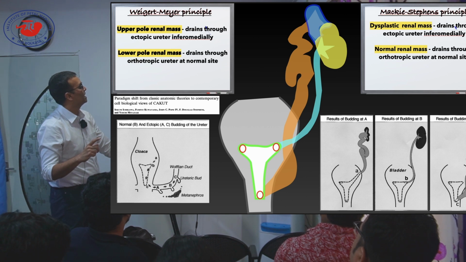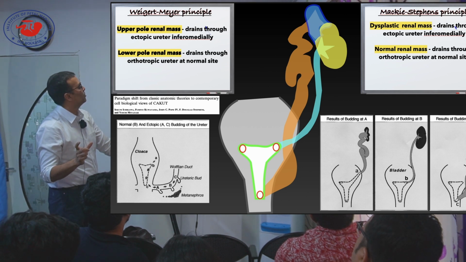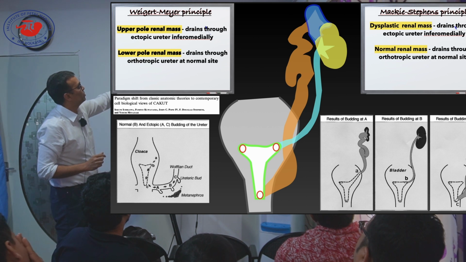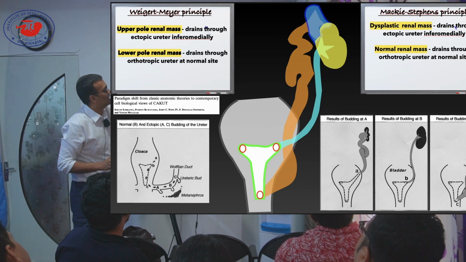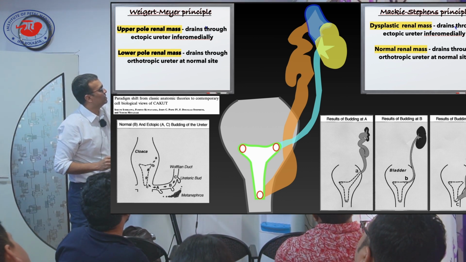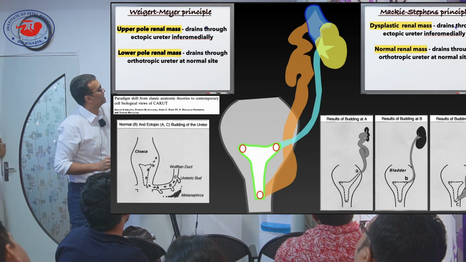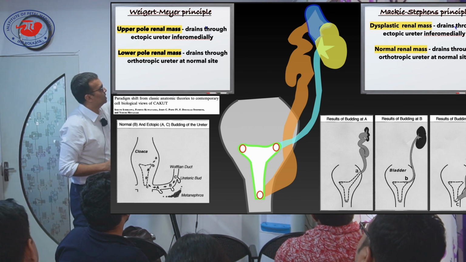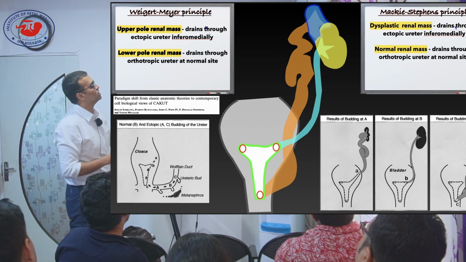Ectopic insertion, yes, and I'll show you two aspects of it. One is the Weigert-Meyer principle and the other is the Mackie-Stephens principle. The Weigert-Meyer principle is basically that the upper pole renal mass drains through the ectopic ureter inferomedially. Can you see this? The upper pole renal mass drains inferomedially, and the lower pole renal mass drains through the normal orifice. So ectopic insertion is always the upper pole. The lower moiety drains to the normal ureteric orifice.